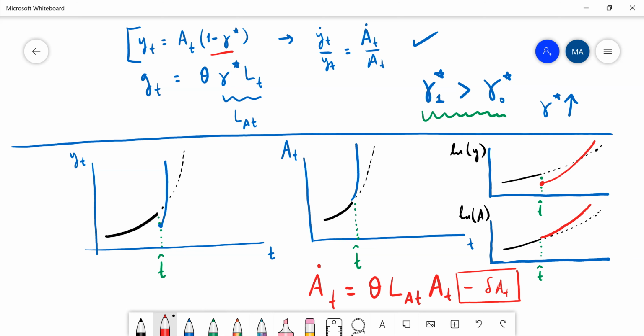We assume that delta is 0, right? And there's new investment into technology, and technology accumulates, knowledge accumulates. That's exactly the idea, right? In capital accumulation, you try to increase tomorrow's capital stock for tomorrow's higher output by consuming less today.